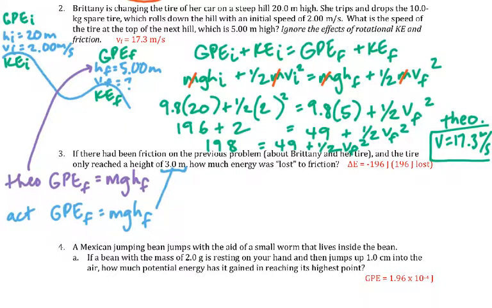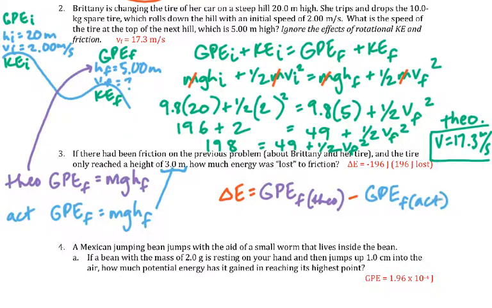Okay, and then the energy lost, or the change in energy, will equal the difference between them. So it's going to be that GPE final that the tire should have had, the theoretical, minus the GPE actual that the tire had. Okay, so anytime you've got a problem asking for energy lost, you need to figure out what should have been the energy and then what was it actually, and subtract the difference.